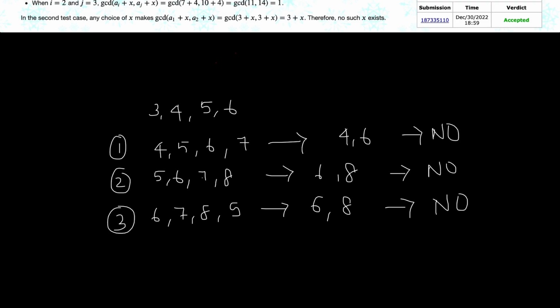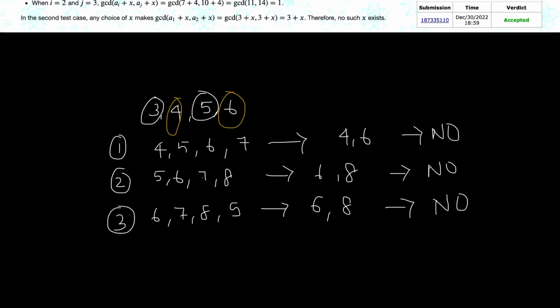So you can say that whenever we add any odd number to those, the original odd numbers become even, and so the answer becomes no, because the GCD will be at least 2 or more than that. On the other hand, if we add any even number to all the numbers, the even numbers will remain even, and again the GCD will be 2 or more, so the answer will be no.